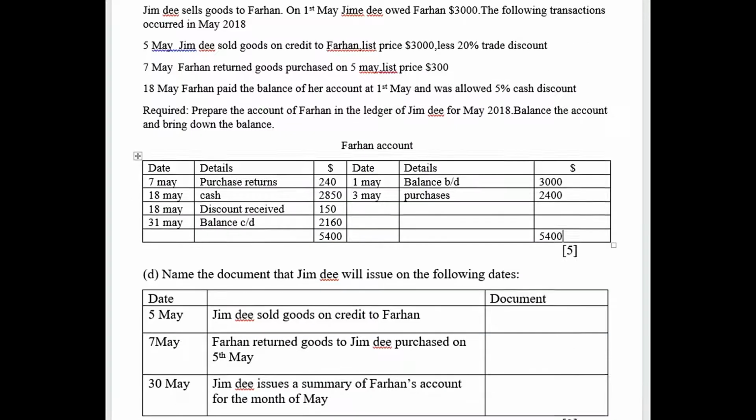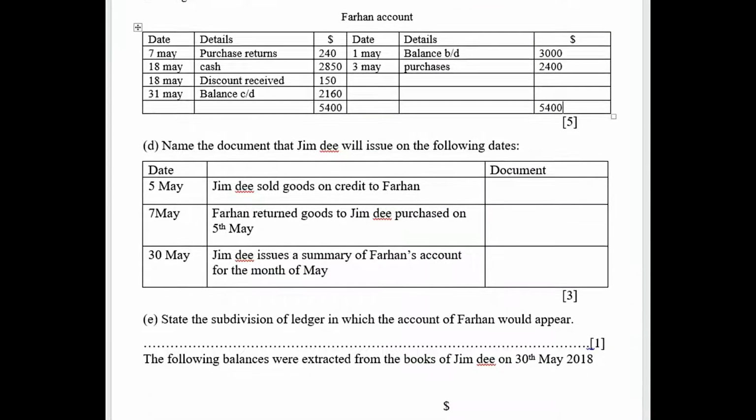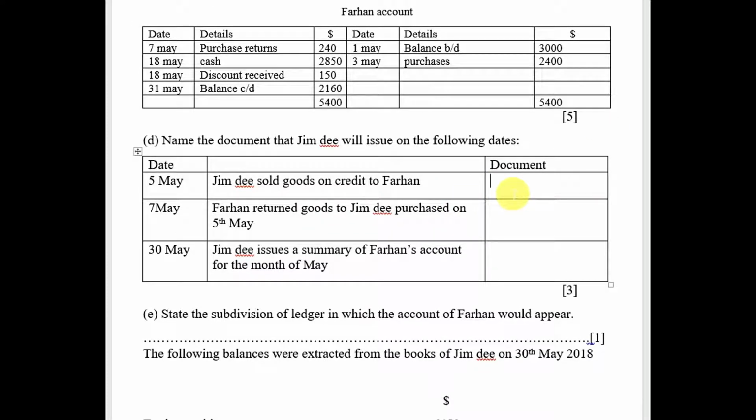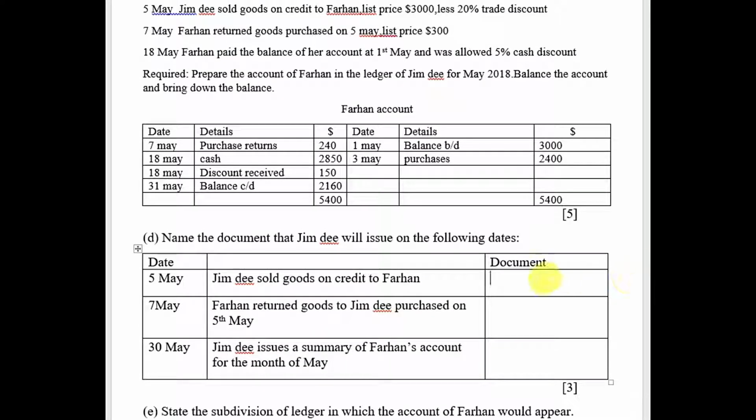In the next month Farhan has the amount of 2160 which he has to pay to his supplier, that is Jim D. Okay, now there is a question. Name the document that Jim D will issue on the following dates. Jim D sold goods on credit to Farhan.